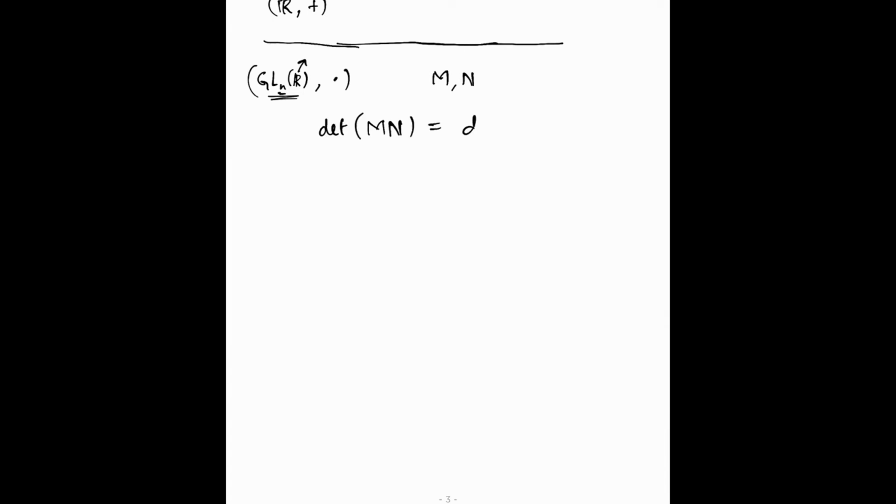Determinant of MN is det M times det N, and this is non-zero because each of them is non-zero. So MN is also invertible. And obviously, if I multiply with the identity matrix, the matrix stays the same. So the identity matrix is essentially an identity for this multiplication. And corresponding to every M, there is an M inverse because it's invertible, and M times M inverse equals M inverse times M.